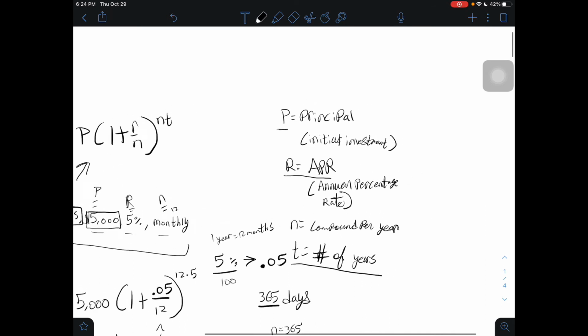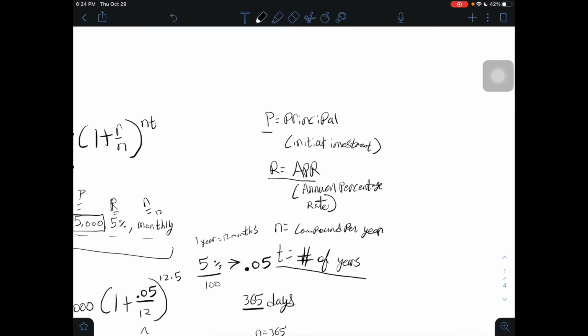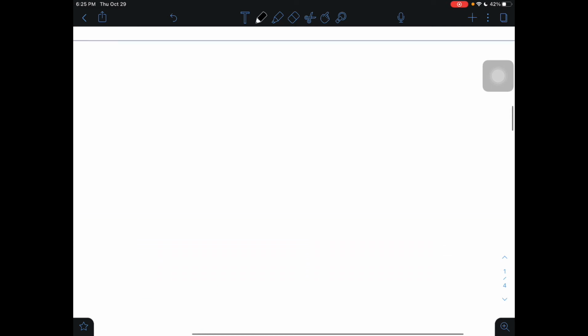In our last video, we stated that P is our principal or our initial investment, R is our APR or our annual percentage rate, N is the number of compounds per year, and T is equal to our number of years. So now, to start out proving that our initial investment doesn't actually affect our doubling time as much as our actual percentage rate and number of compounds, we're going to do a quick example.